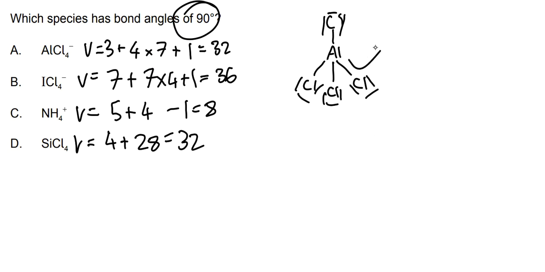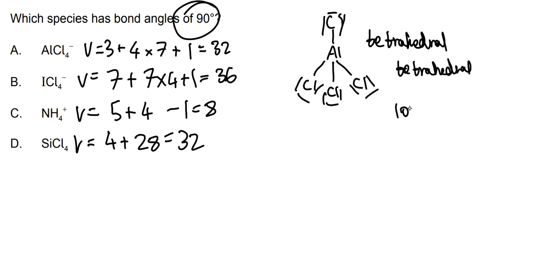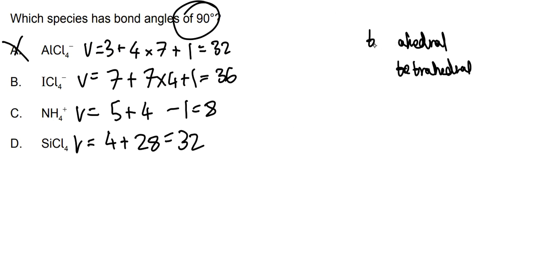Because of that, we know this has tetrahedral electron geometry, and the molecular geometry would also be tetrahedral because we have no non-bonding electron pairs, so no lone pairs. In the tetrahedral molecular configuration, I believe all the angles are about 109 degrees, so it's not going to be the answer with a bond angle of 90 degrees. Now let's try out the next option, which is iodine.